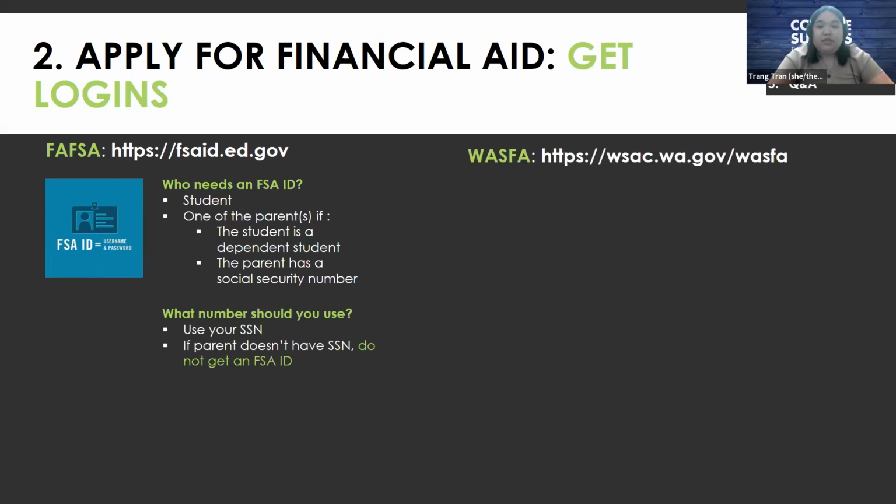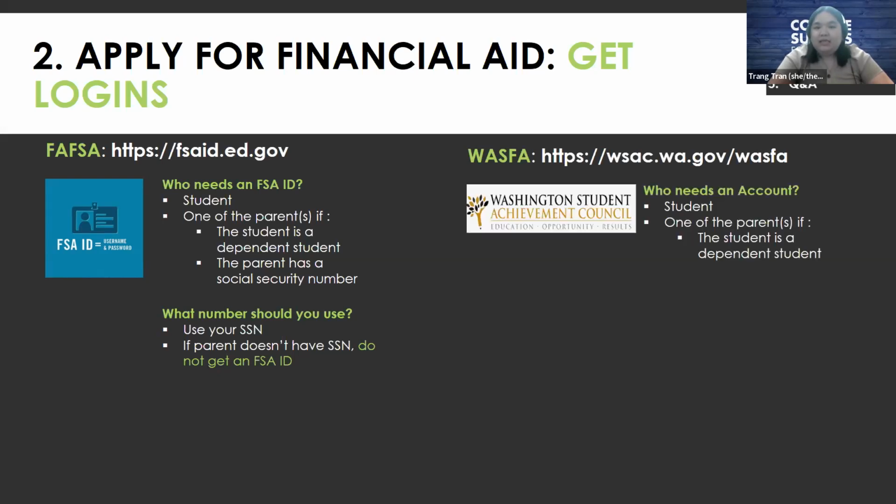Now, for those students that are applying for a WASFA application, they will need to create a WASFA account for themselves and their parent if the student is a dependent student. To create a WASFA account, the student will go to the wsac.wa.gov/WASFA address, and they will create an account, and they will use their parent's Social Security number, DACA number, or ITIN number if available, but if not, those portions can be left blank.